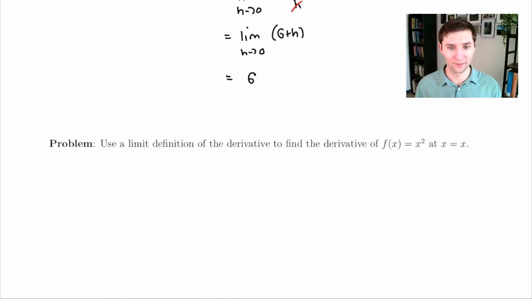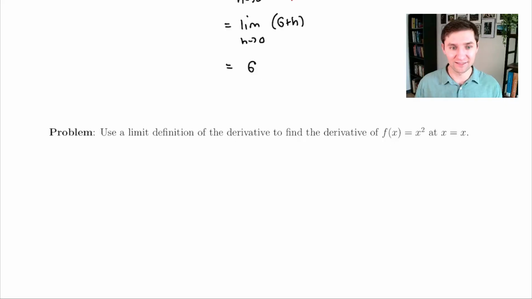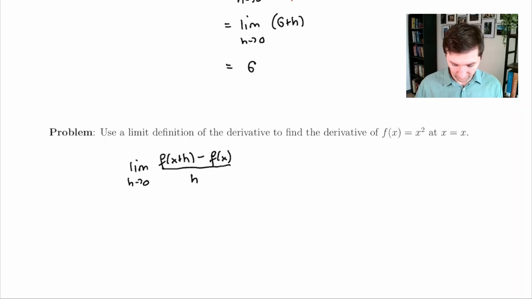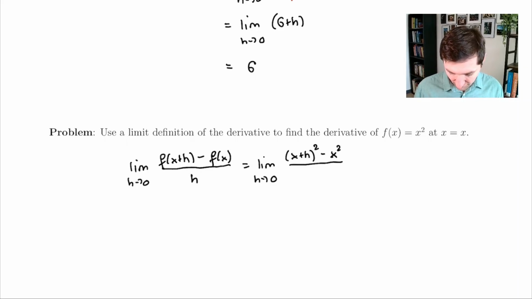Let's try. If you would like to try this on your own first, stop the video now. I follow the same steps. I take the limit as h goes to 0 of f of x plus h minus f of x divided by h. Instead of using 3, I'm using x. This gives me the limit as h goes to 0 of (x plus h) squared minus x squared divided by h.